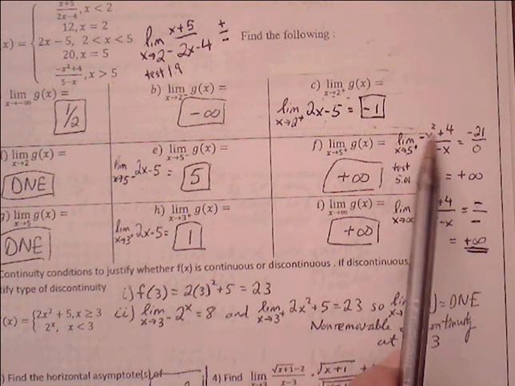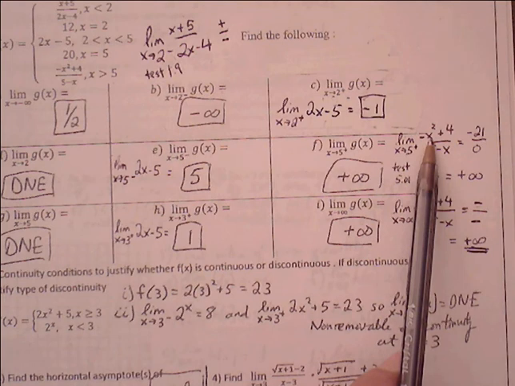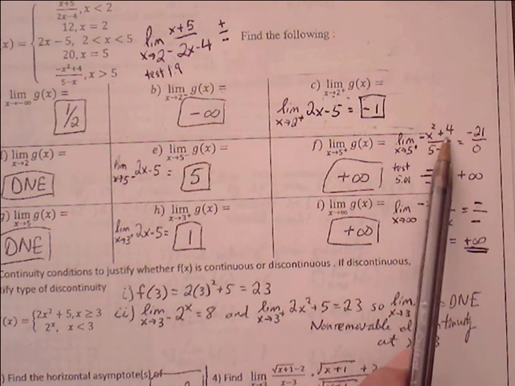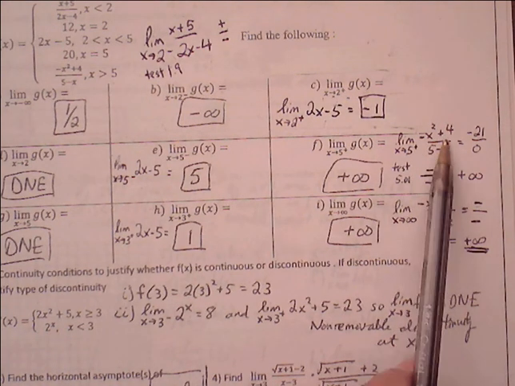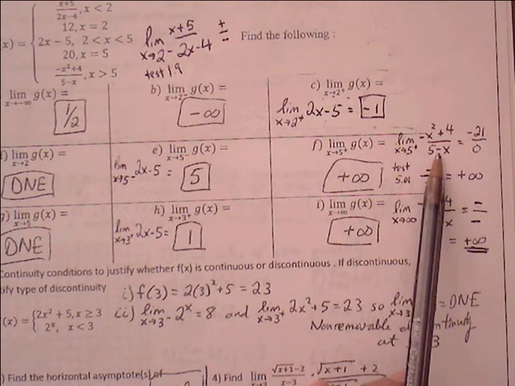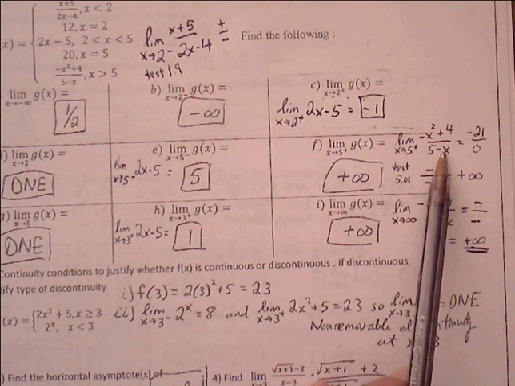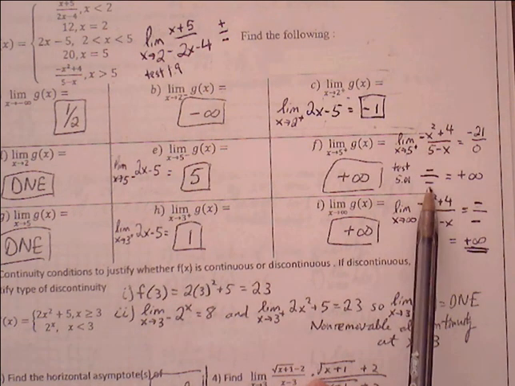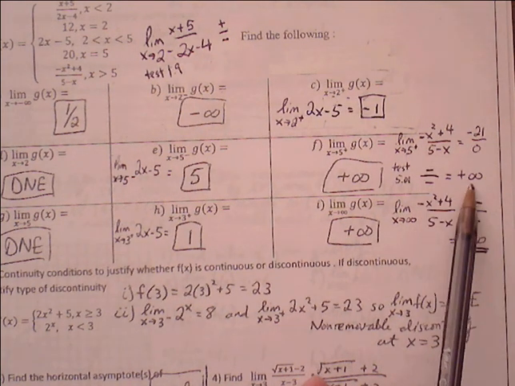If I plug in 5.1 or 5.01, let's see, 5.1 squared will give me a value that is greater than 4, so we know that's a negative value in the numerator. If I plug in 5.1 into the denominator, 5 minus 5.1, 5.1 is slightly larger than 5, so this will give me a negative in the denominator. So negative over negative is positive, so therefore positive infinity.